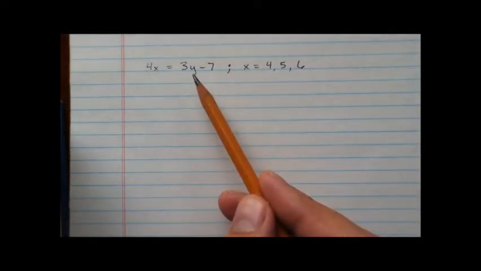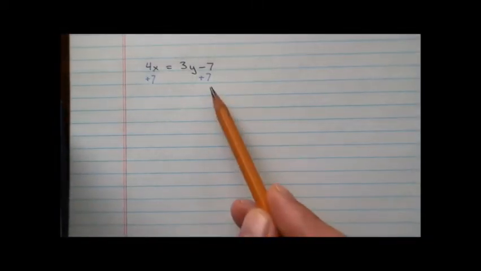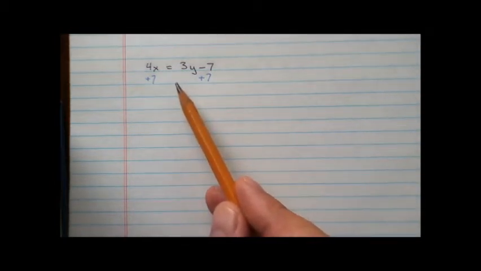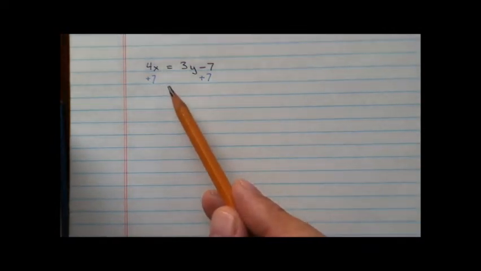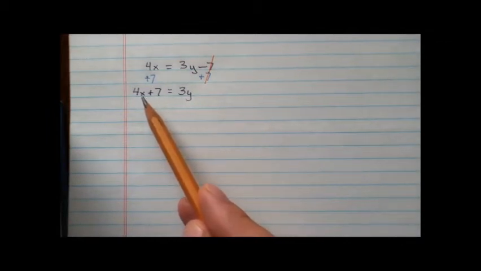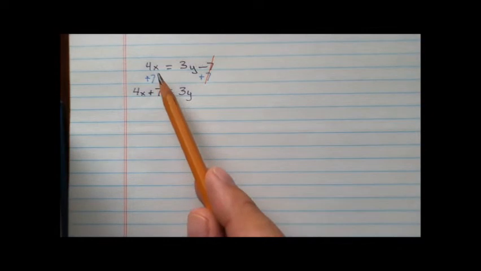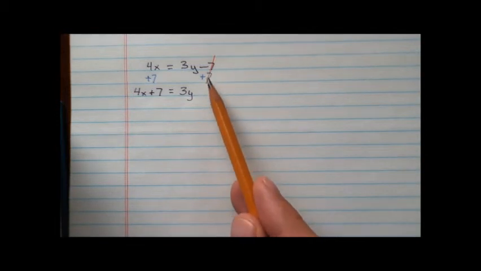To do that, we'll get rid of this negative 7. We get rid of a negative 7 by adding 7. And since it's an equation, we have to add 7 to both sides. When we add 7 to both sides, our new equation becomes 4x plus 7, because remember, these aren't like terms. We can't add them together. The 3y still stays the same, and that negative 7 and the positive 7 cancel each other out.